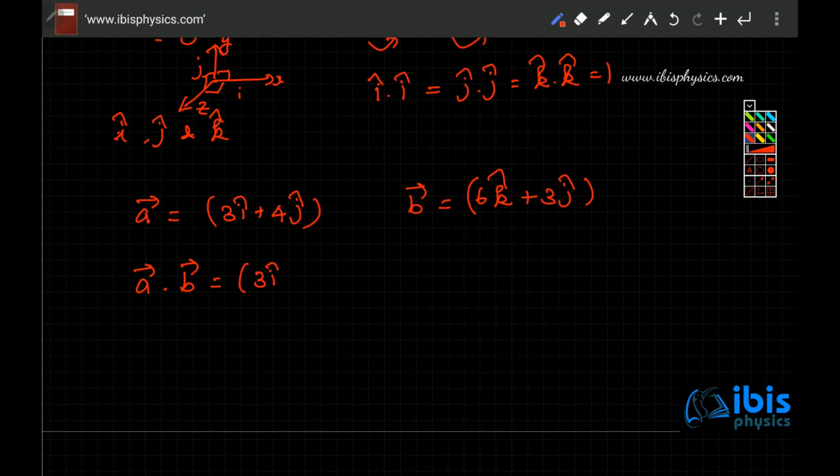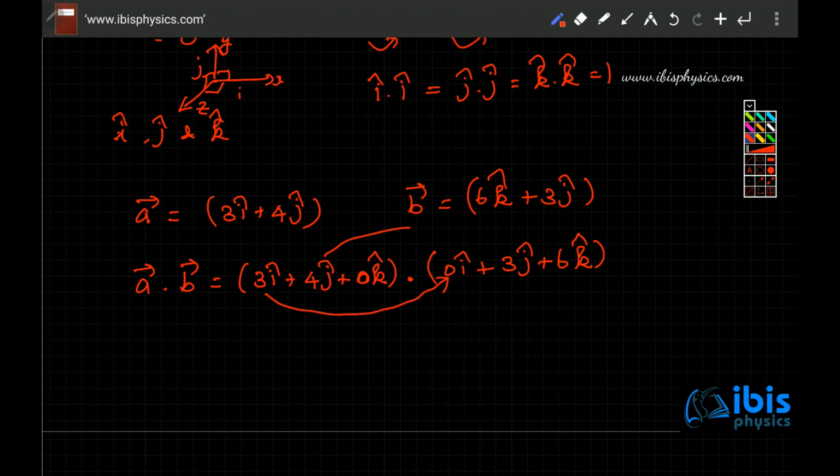Here it is 3 i cap plus 4 j cap. K cap is not there, so it is 0 k cap, dot B vector. So it is, i cap is not there, so it is 0 i cap plus 3 j cap plus 6 k cap. Now i dot i is 0, j dot j is 4 into 3, which is 12, into j dot j. We know j dot j is 1, and then 0 into 6, which is 0. So the value of this product is 12. That's how one should do a dot product.